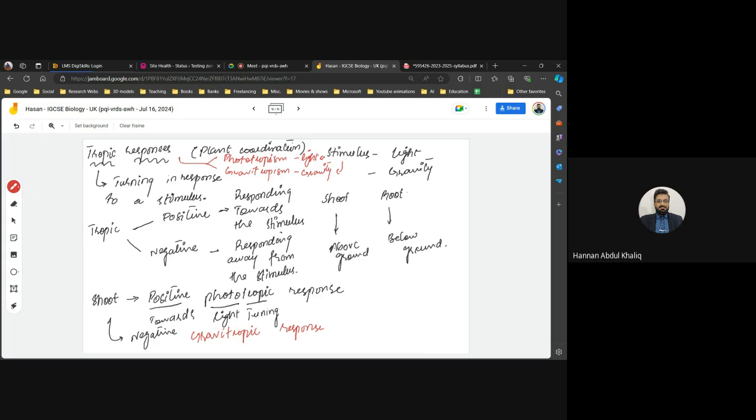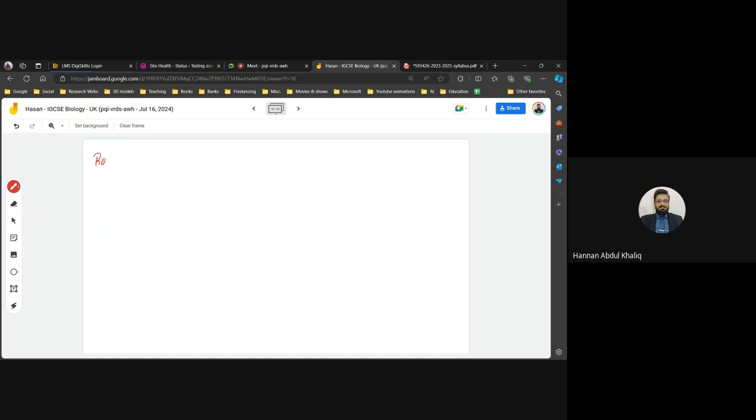Similarly, when we talk about the root, the root would also show two responses. It would show a kind of positive response and a kind of negative response. Now, my question is, to what stimulus the root would show positive response and to what stimulus the root would show negative response?